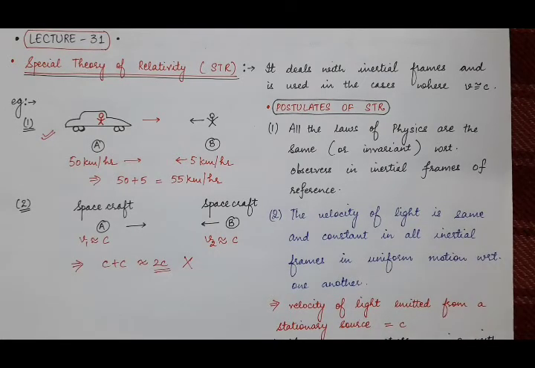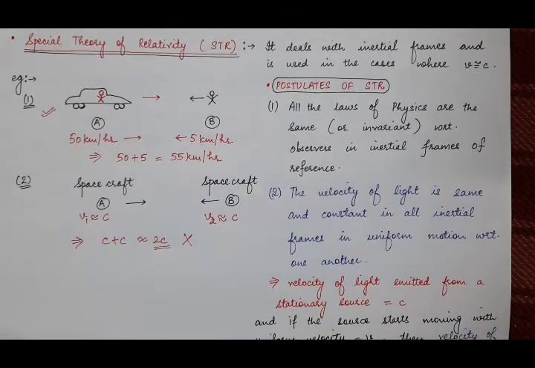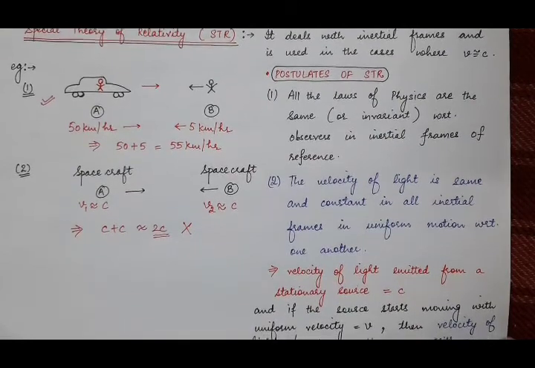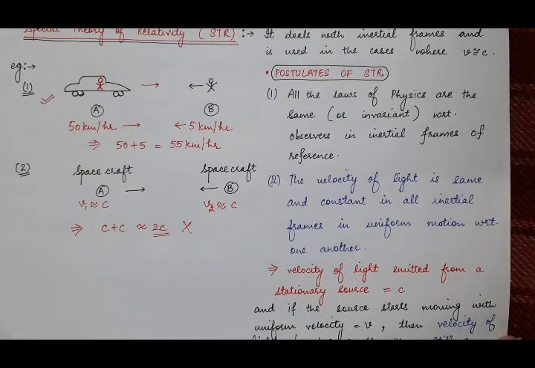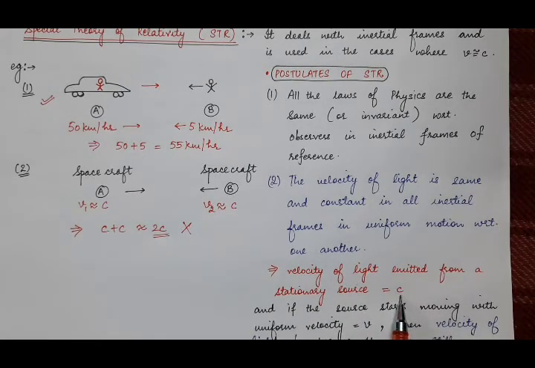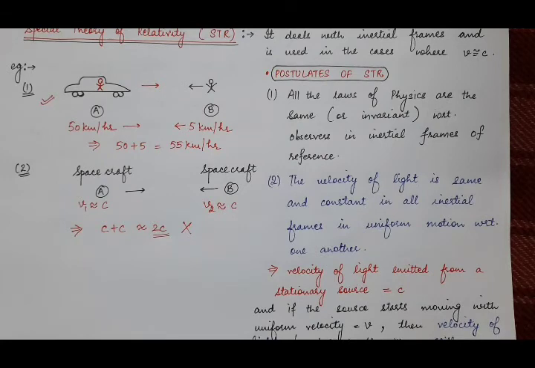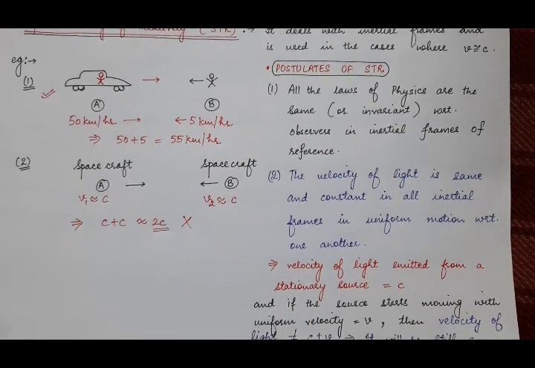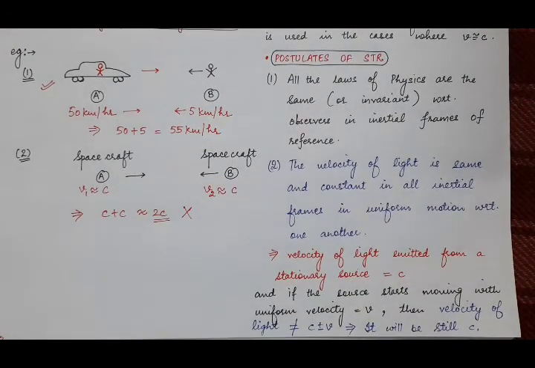So now, suppose you have a stationary source which is emitting light, and the light will move with the velocity c. And now if the same source starts moving with a uniform velocity v, then what will be the velocity of light emitted by the moving source? It will still be c. It will not be equal to c plus v or c minus v. It will still be c.